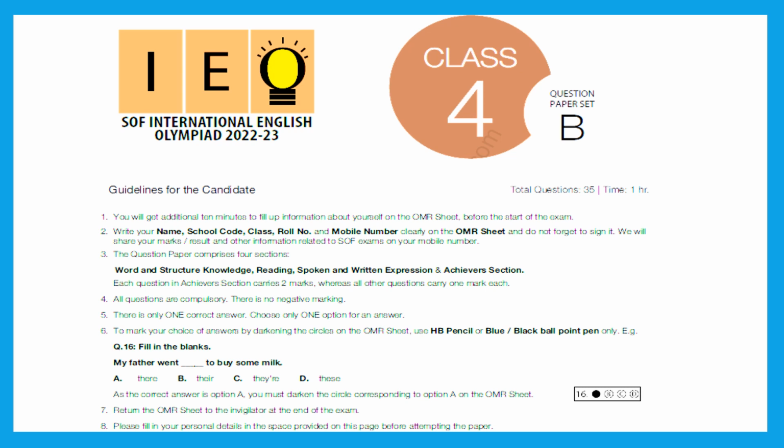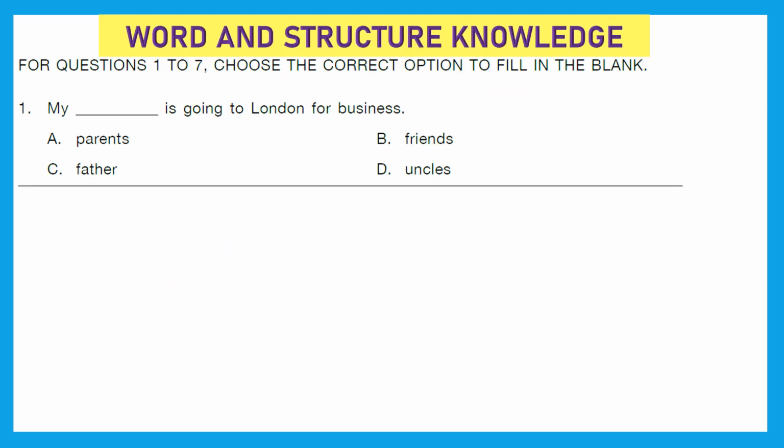To mark your choice of answers by darkening the circles on the OMR sheet, use HB pencil or blue-black ballpoint pen. And the example is given. Return the OMR sheet to the invigilator at the end of the exam. Please fill in your personal details in the space provided on this page before attempting the paper. Let's start with our question paper. The first section is word and structure knowledge.